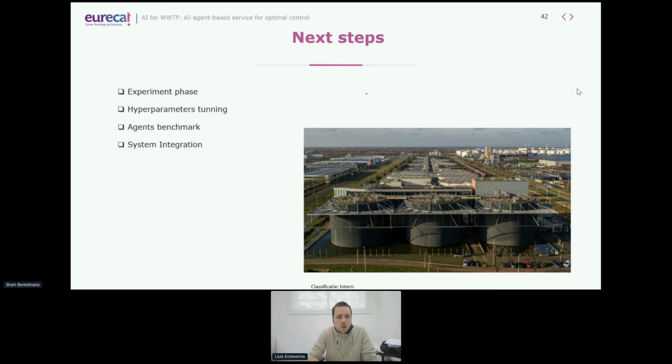The next step will cover the hyperparameter tuning. Each reinforcement learning, or each machine learning algorithm, has its own specific internal parameters, which manage how these algorithms work. So we have to identify which are the best for each scenario. This is a very complex process since there are a lot of parameters, and the training time goes from a few hours to weeks, depending on the algorithm and the size of the problem.